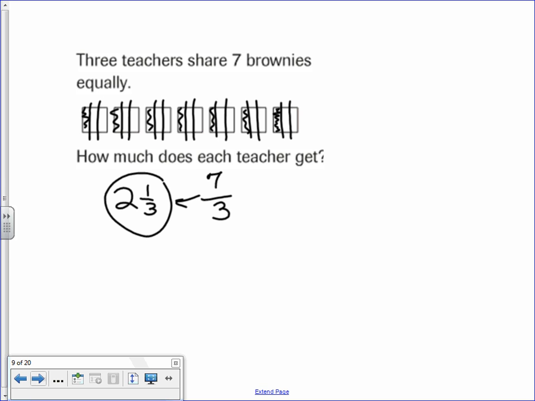Because 7 divided by 3, I can't divide 7 by 3, but I can divide 6 by 3. 6 divided by 3 is 2. And then I have 1 left over. That's called converting improper fractions to mixed numbers, and that is very 4th grade.